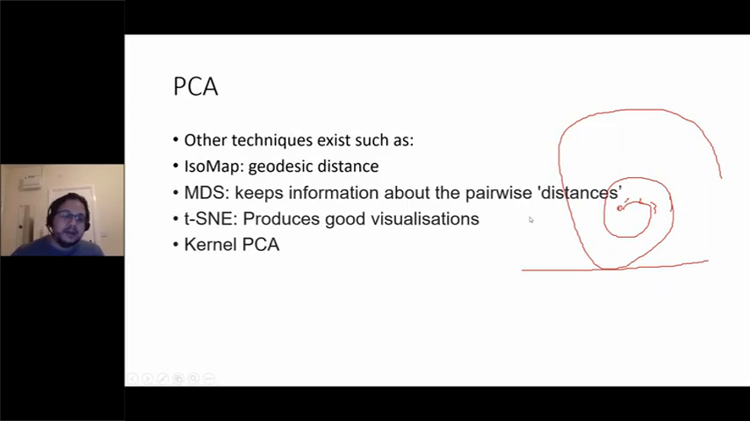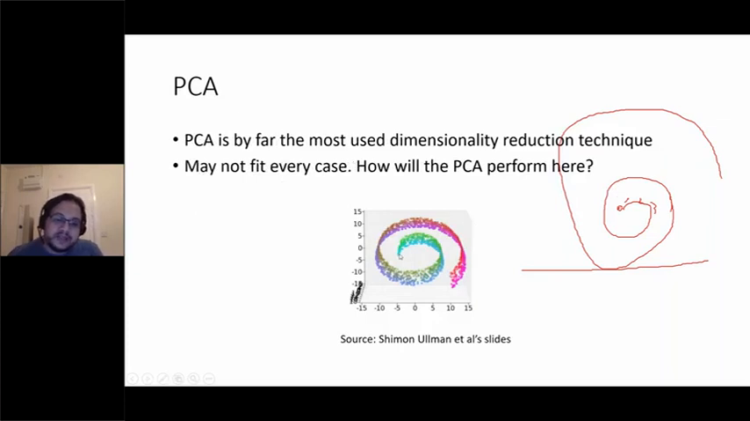For example, Isomap, geodesic distance. Isomap is a better fit for this kind of data. It takes a geodesic distance from this center and draws a circle like this. And this circle will become the new dimension. Do you get it, guys? Do you get what we want to do?